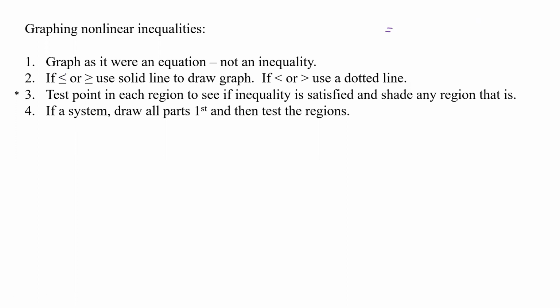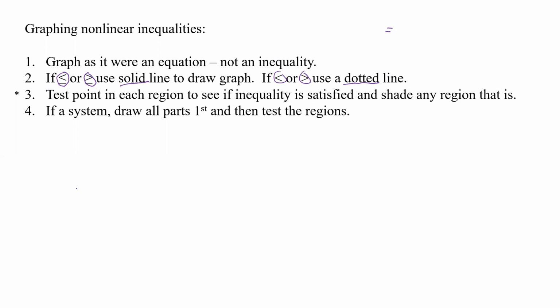But if you have less than or equal to or greater than or equal to, you're going to use a solid line. And if you have strictly less than or strictly greater than, then you're going to use the dotted line. And so you'll probably catch me always drawing solid lines and then going back, oh, and then having to erase and do dotted lines. Okay.